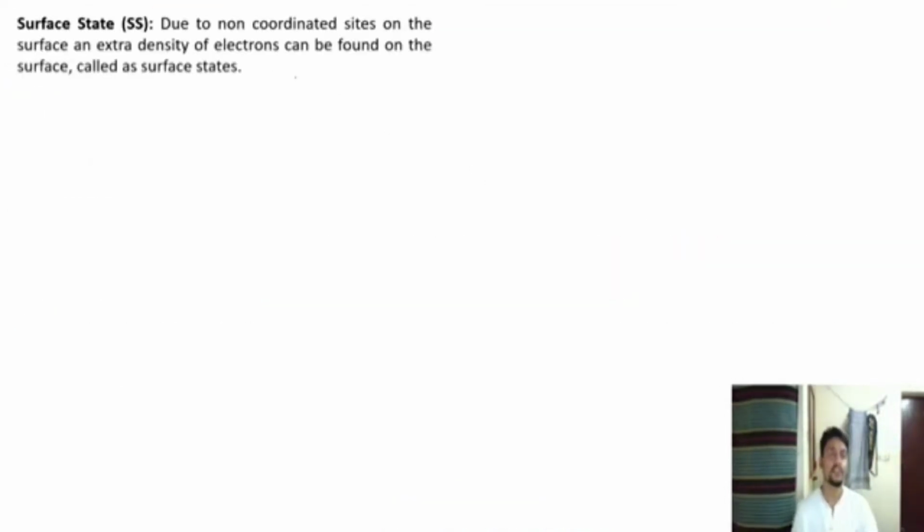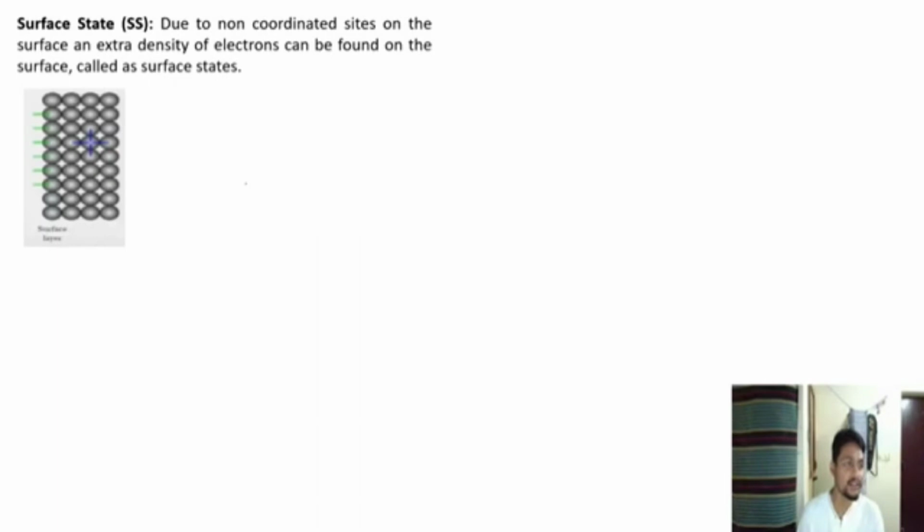So what is a surface? If we go to the normal surface scenario, so this part, let's say, consider this atom. This actually has coordination number equal to 4, but all these atoms on the surface do not have that much coordination number. So these are unsaturated atoms.